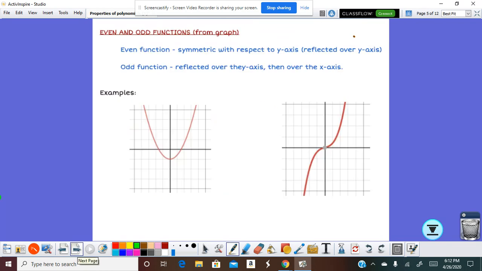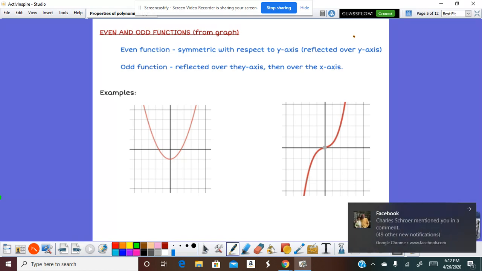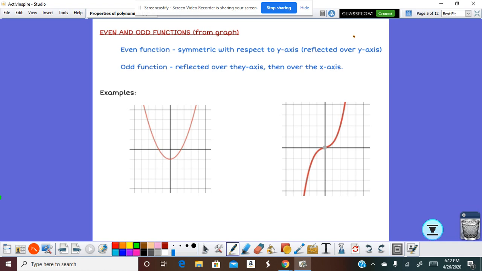Now, what about if you have a graph? If you look at the graph, a function is an even function if it is symmetric with respect to the y-axis, or if it is reflected over the y-axis. You have an odd function if there are two reflections. It is reflected over the y-axis and then reflected once more over the x-axis. Or in other words, it is symmetric with respect to the origin.